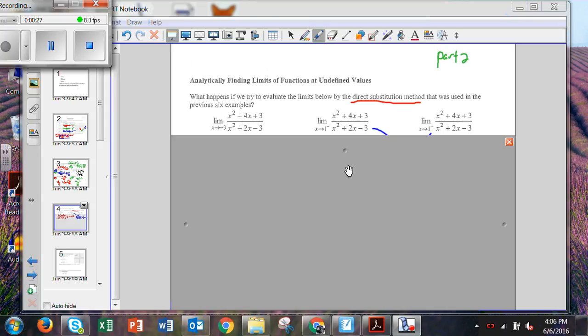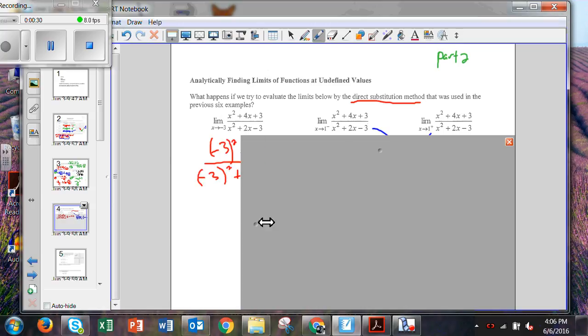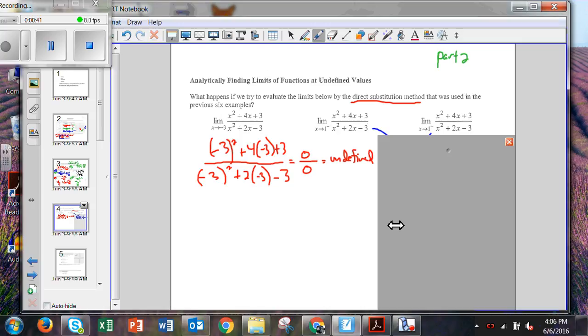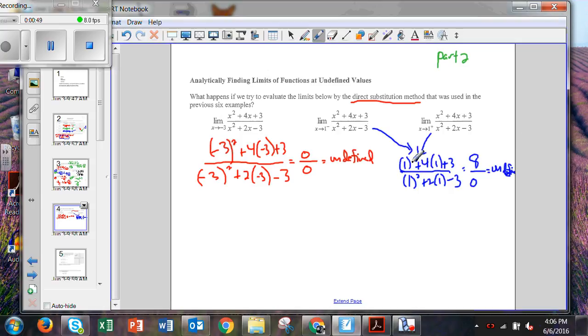When I substitute in negative 3 using direct substitution, we're going to get 9 minus 12 plus 3, which is 0, and then 9 minus 6 minus 3 over 0. 0 over 0 is undefined. Then when I take the limit as x approaches 1 from the left and from the right, it doesn't matter either way, I do direct substitution: 1 squared is 1 plus 4 plus 3 is 8, but then 1 plus 2 minus 3 is 0. So 8 over 0 is undefined. So what are we going to do? We know we can't use direct substitution right now.